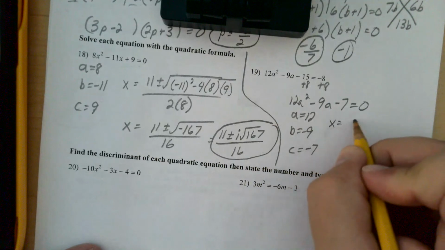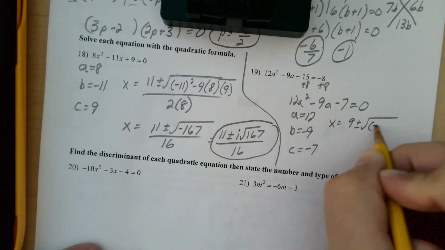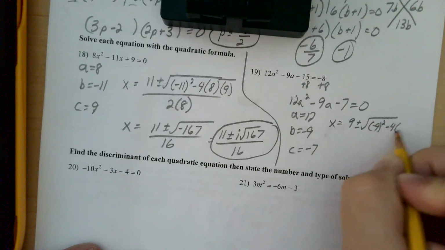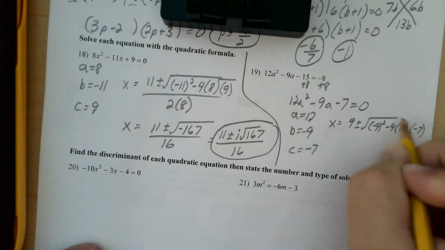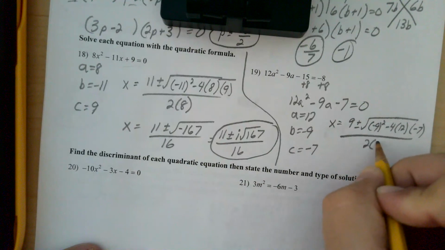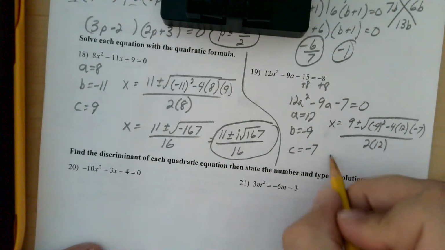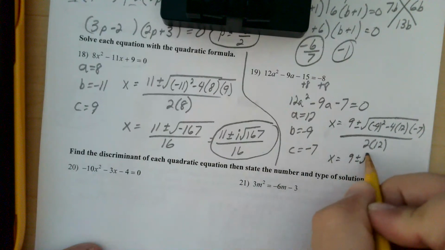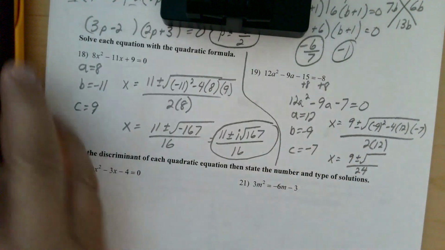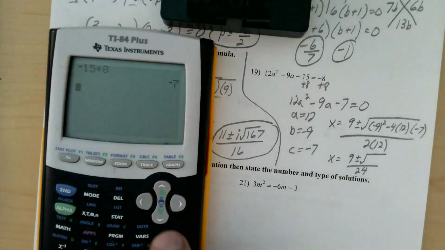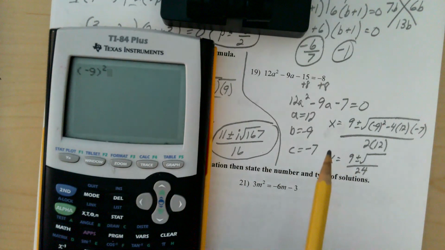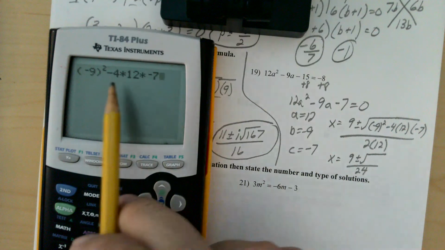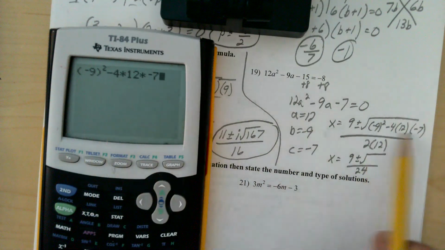I substitute everything in. 9 plus or minus negative 9 in parentheses squared minus 4 times my A times my C all over 2 times 12. Okay, so when I clean this up, I'm going to have all over 24, and I want to know the discriminant. Okay, so I know that should be 81, but I'm going to type it in, and as long as I have negative 9 in parentheses before I square it, it's going to give me the correct answer, times 12 times negative 7. So again, just type in exactly what you see underneath the square root.